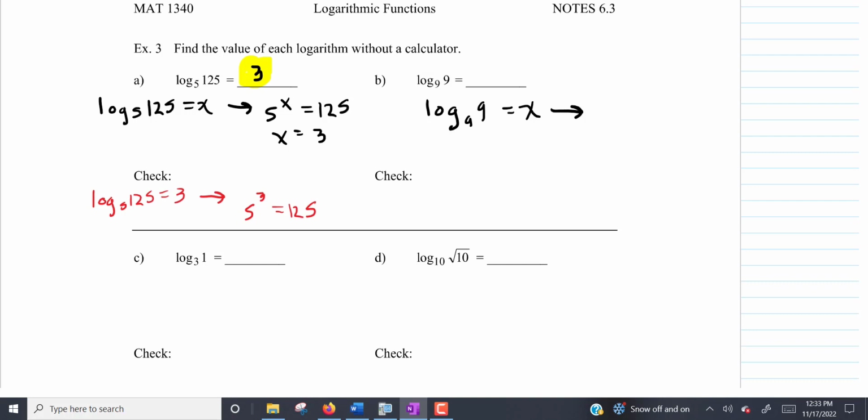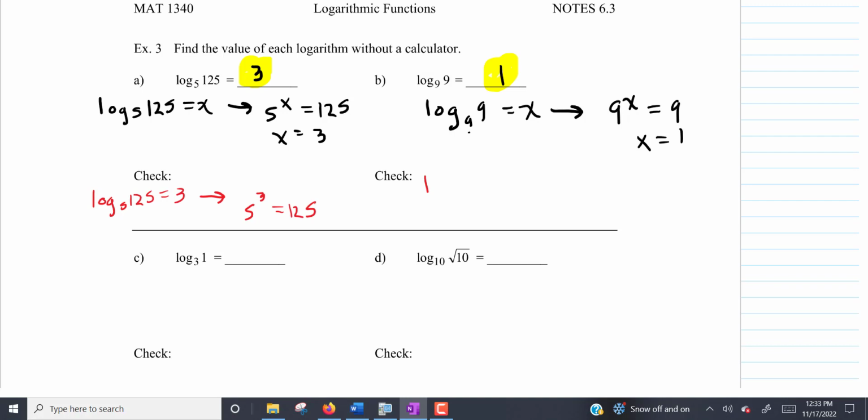There you go. 9 to the x is equal to 9. Okay, you're taking that base to that power. What's x in your head? 1, good. Okay, so the answer is x equals 1. Told you every problem on here, you'll have the ability to do it in your head. Some of them will get a little bit harder, but that's the idea.